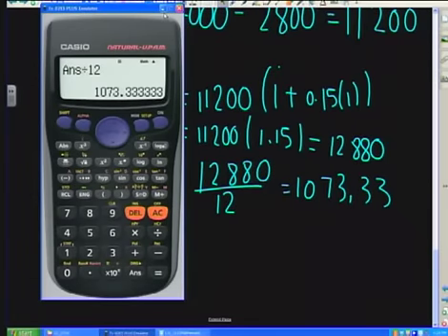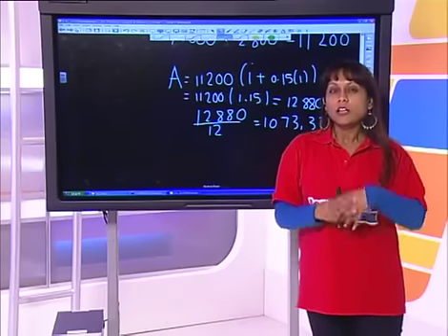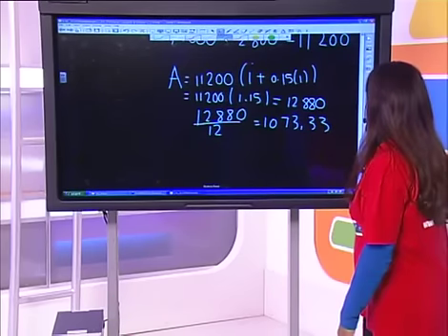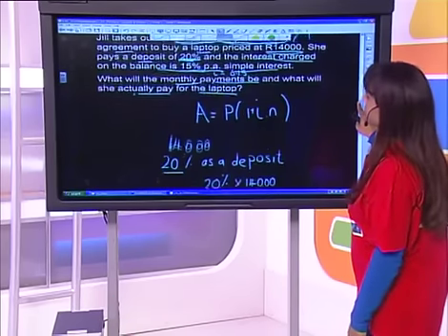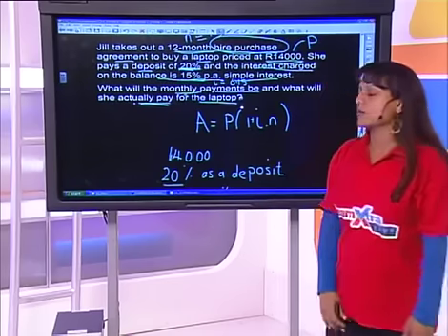All right, great. So that's the amount of the monthly payments. She's paying 1,073 rand each month, and that's what the question has asked you to do. Okay, now in the next part, you'll have a look and you'll see that they say, what will she actually pay for the laptop?